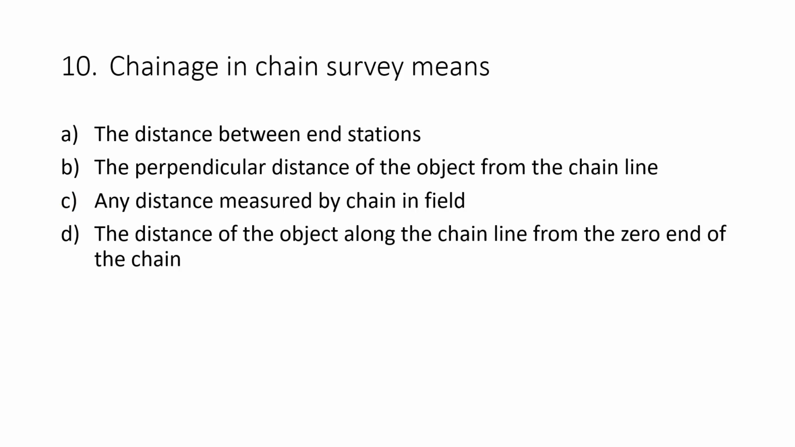The next question is chainage in chain survey means. First option is the distance between end stations, the perpendicular distance of the object from the chain line, any distance measured by chain in field. The last one is the distance of the object along the chain line from the zero end of the chain. The answer is option D.